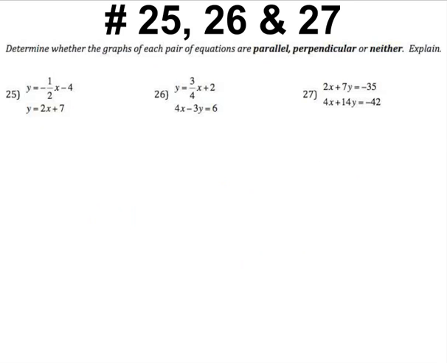All right, for 25, 26, and 27, now you're determining whether these are parallel, perpendicular, or neither. Remember, parallel slopes will be the same, perpendicular slopes will be opposite reciprocals, and neither means that we don't get either of those things. Okay, so in this case, the slope here is negative 1/2. The slope here is 2, so these would be perpendicular slopes, because they are opposite, and we can say opposite inverses, multiplicative inverses, or opposite reciprocals.